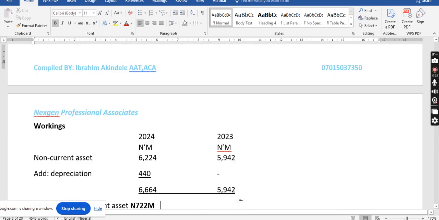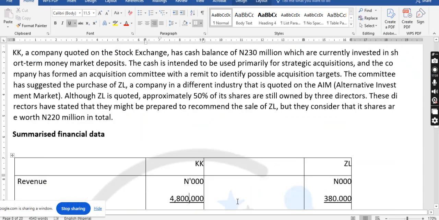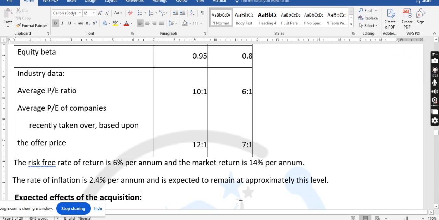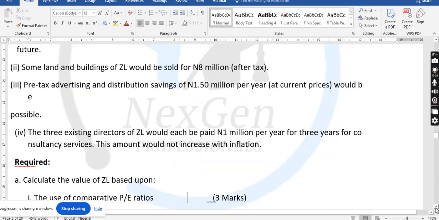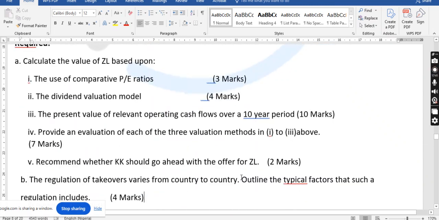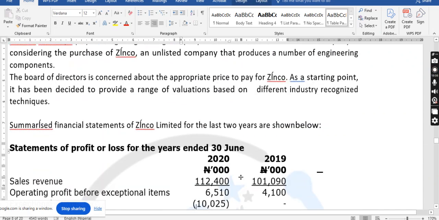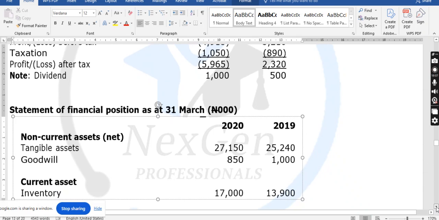So let's quickly look at an illustration. This is KK Limited. This was a compulsory question. This should be on Tuesday or Wednesday. Let's take this question.